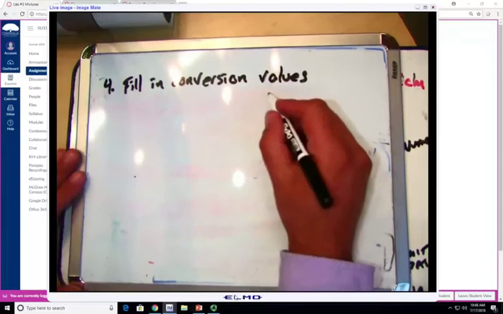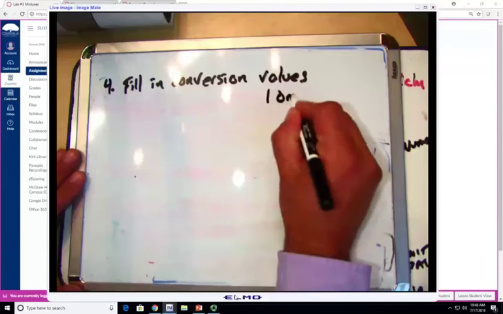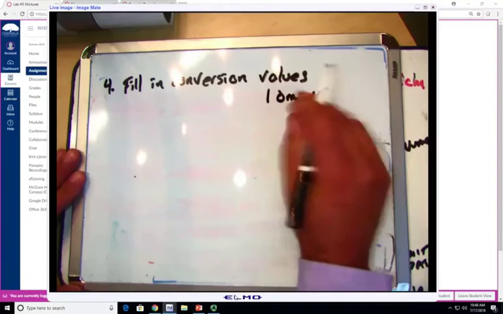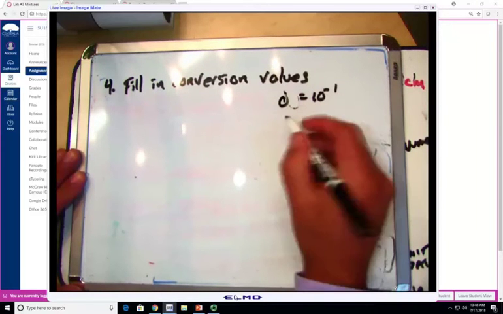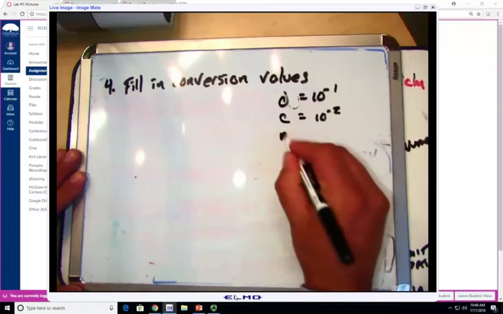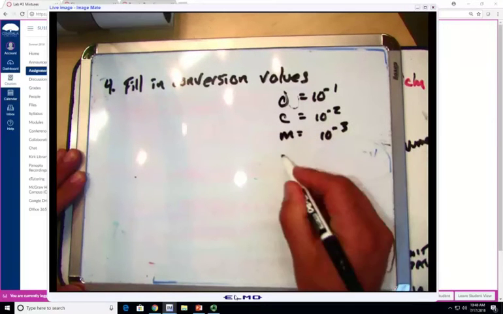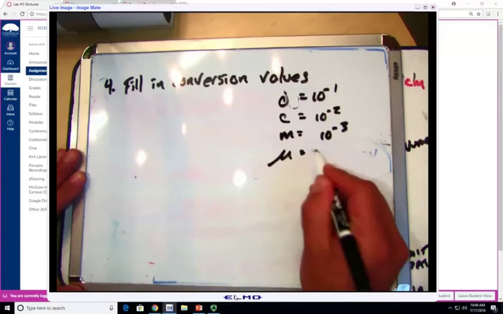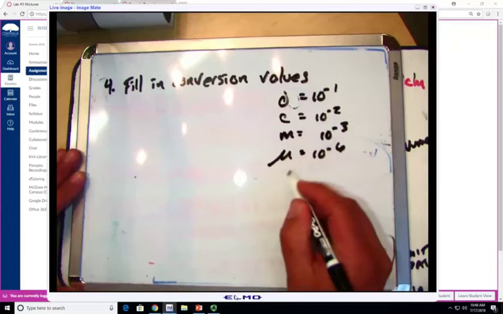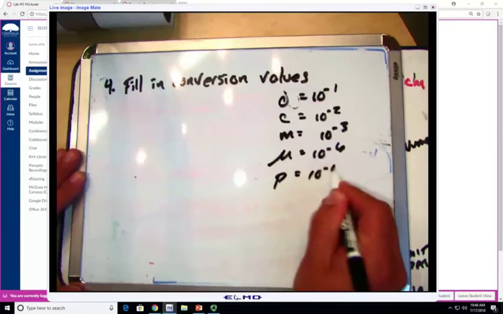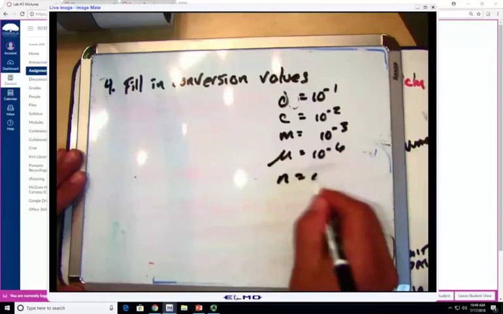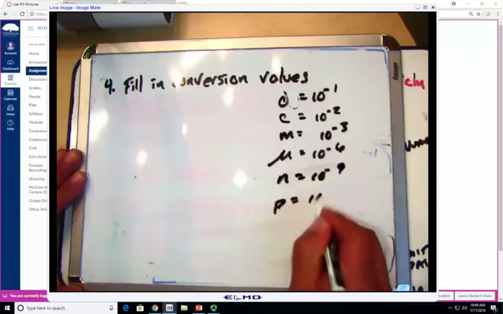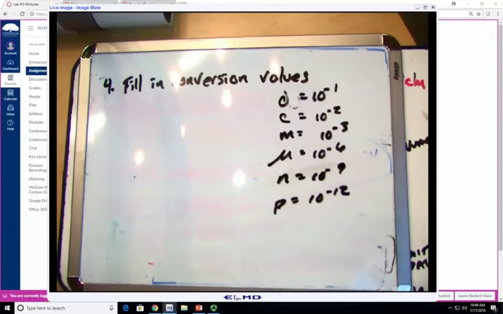So I'd say, okay, 1 decimeter equals 10 to the minus, well, I wouldn't even use meter. I would say deci is 10 to the minus 1. Centi is 10 to the minus 2. Milli is 10 to the minus 3. Then we go to micro is 10 to the minus 6. Oh, we did nano. Nano is 10 to the minus 9. Pico is 10 to the minus 12. So now you have your little table. You're all set.